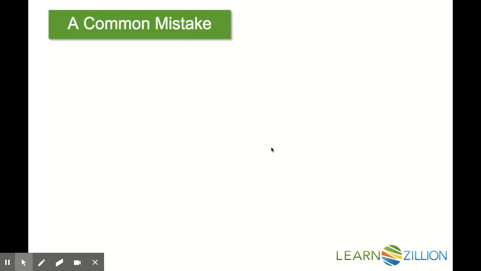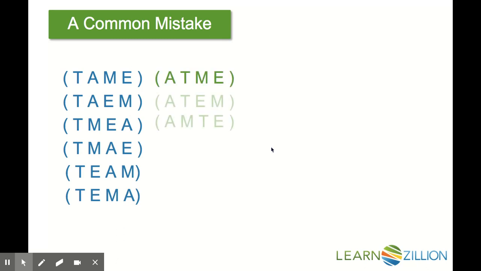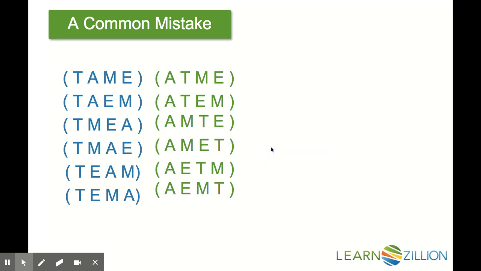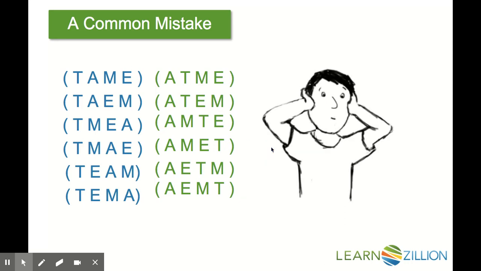But the problem with an organized list is it can become really big. So for example, if we were given tiles T-A-M-E, and I would ask you to list out all the ways that those tiles could be placed in order, you end up with 24 different ways that could happen. And this can be overwhelming for some kids, and it can cause us to perhaps make a mistake along the way.